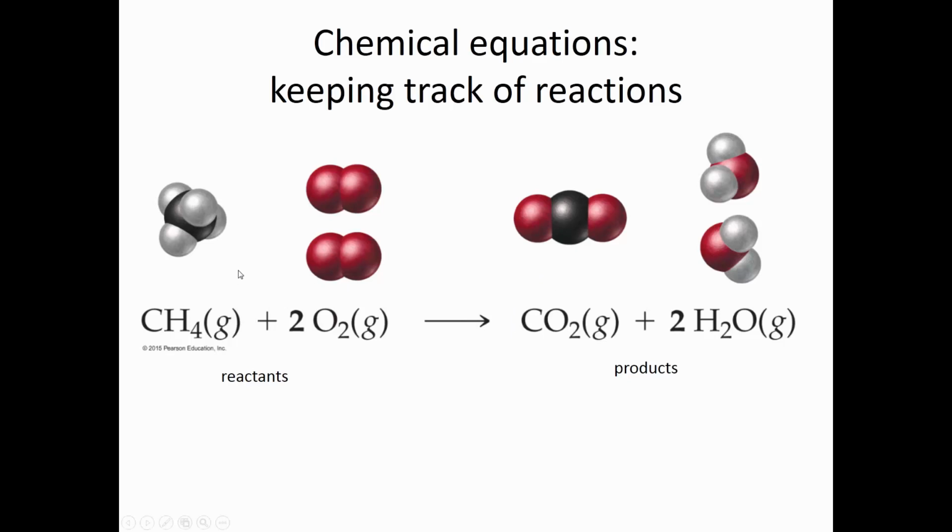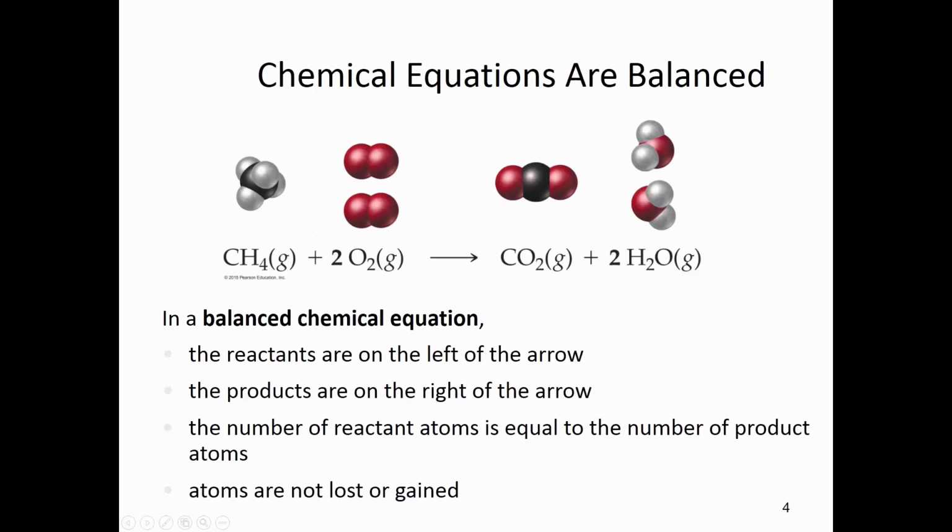We have a couple kinds of numbers. We have subscripts, the smaller numbers that are present within the formula. A couple of examples here: the 4 in CH4, the 2 in O2 and in CO2, and the 2 in H2O. We also have coefficients, the numbers in front of the formulas. And we'll see how we keep track of this as we balance these reactions.